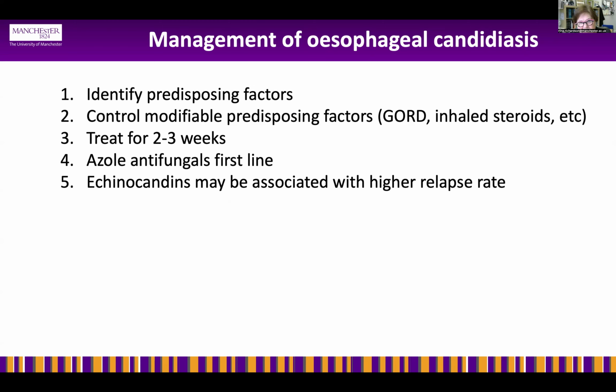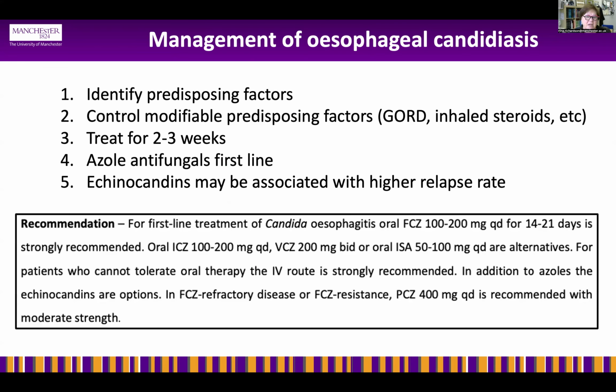The treatment for esophageal candidiasis is longer, 2 to 3 weeks, and azole antifungals are first line. Echinocandins definitely can again be used if in hospital setting, but some papers show that there may be slightly higher relapse rate when using them. So again, the summary box here showing that first line treatment is the fluconazole with this 100 to 200 milligrams QD, so definitely higher dose, and itraconazole or voriconazole or isavuconazole are listed here as options. Posaconazole potential alternative.